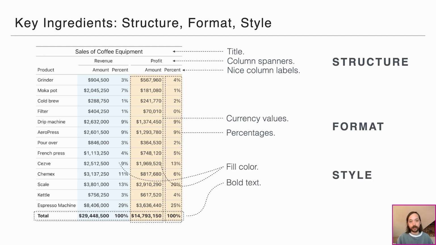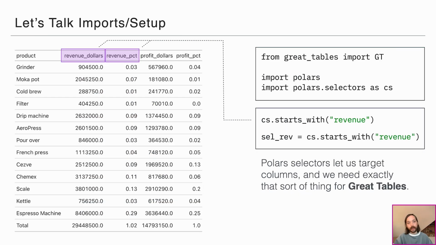All right, and the last piece is styling. Notice that we've filled the color for some of these rows. So all the revenue columns are Alice Blue, and all the profit columns are Papaya Whip. The other thing we did is we bolded the text on the bottom row so that it's a little bit easier to see that it's totaling everything, and it's a little bit different from the other rows of the table. So that's the basics of structuring, formatting, and styling. So let's talk a little bit about setup, because there are a couple pieces to get out of the way before we go into the code used to create tables like that.